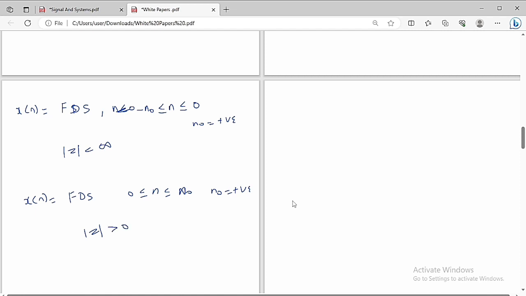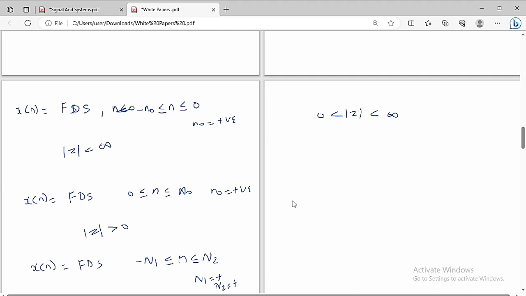Just like this one, suppose the given signal is a finite duration signal present for minus n1 less than or equal to n less than or equal to n2, where n1 and n2 are both positive. Then in that case, the ROC is the entire plane except 0 and infinity. I have already told you this so many times.